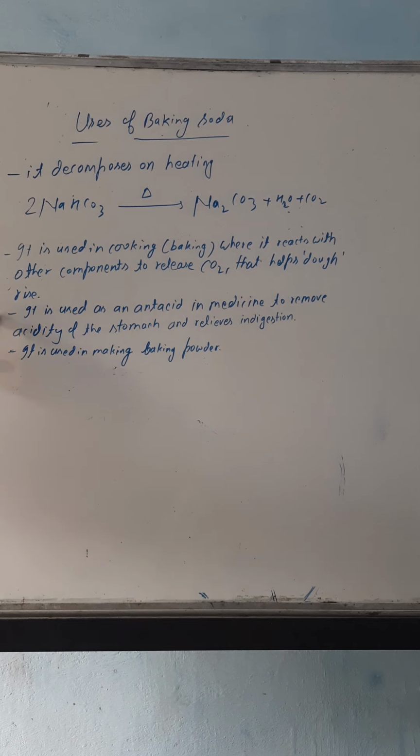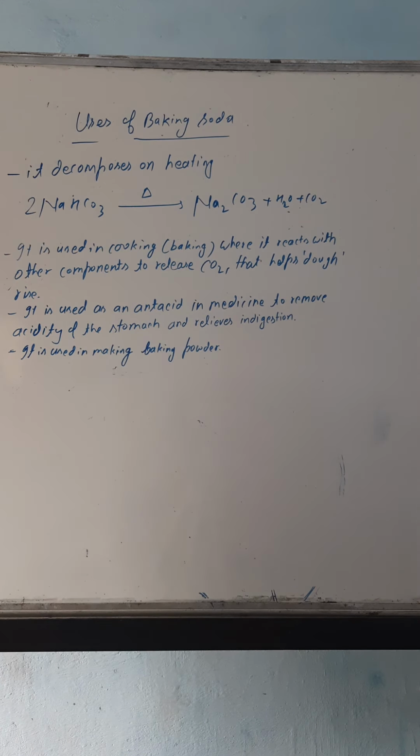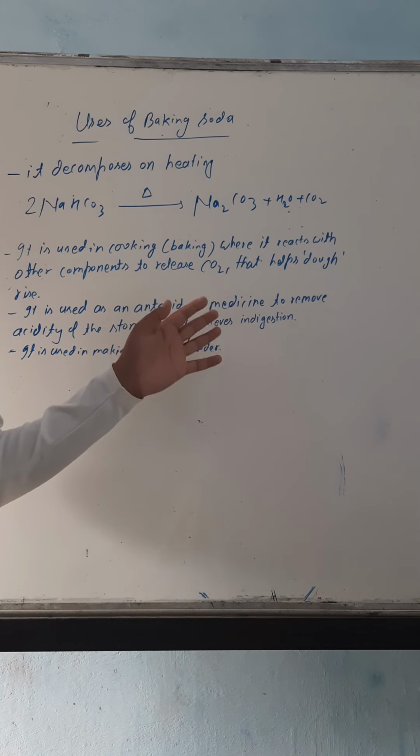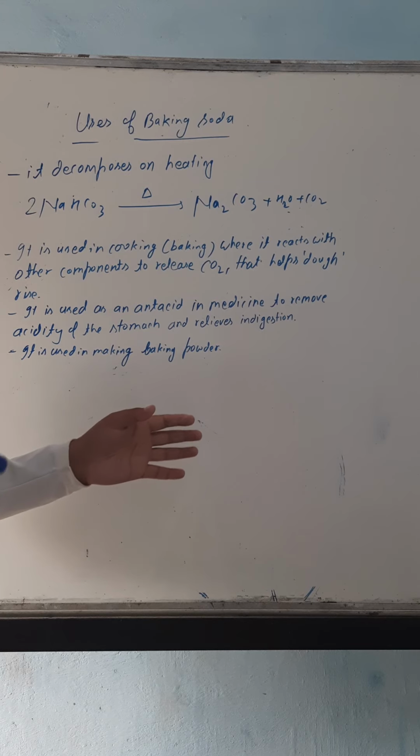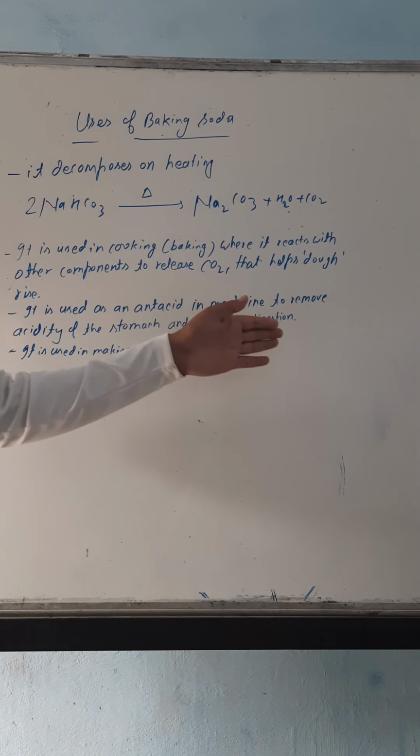Next, baking soda is used as an antacid in medicines, because it is alkaline in nature. Just now I told you it tastes somewhat alkaline. That is why we use it in medicine also.